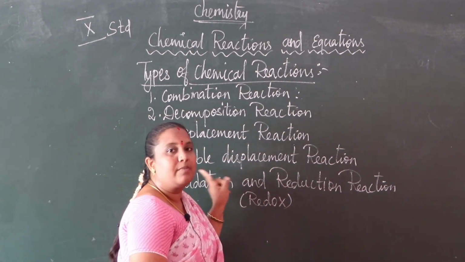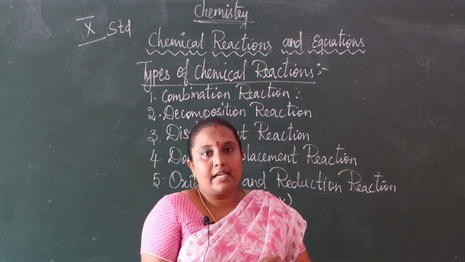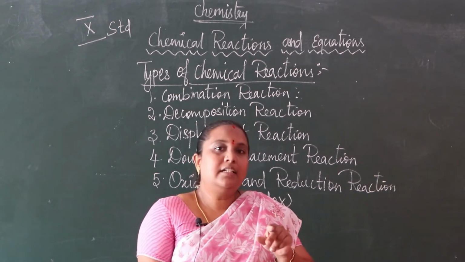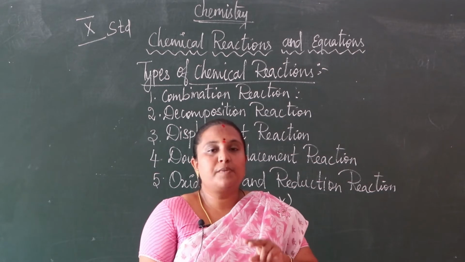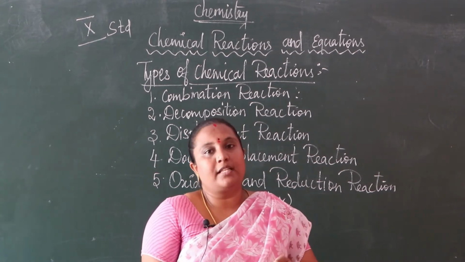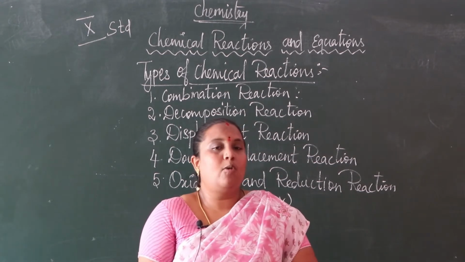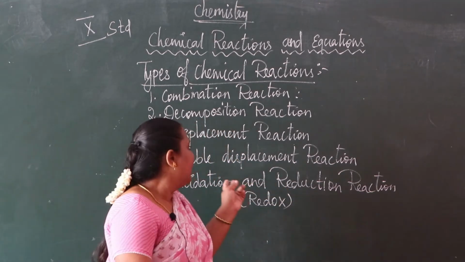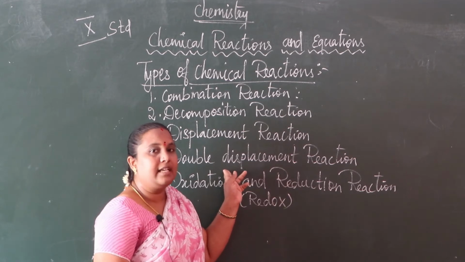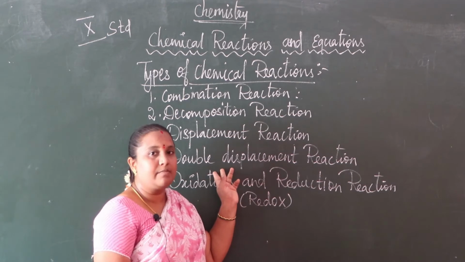Then double displacement reaction, where we take two compounds to react. The elements present in those compounds switch places from one compound to another compound, which is called double displacement. Both compounds have elements that are displacing, switching places from one to another. That is double displacement reaction.